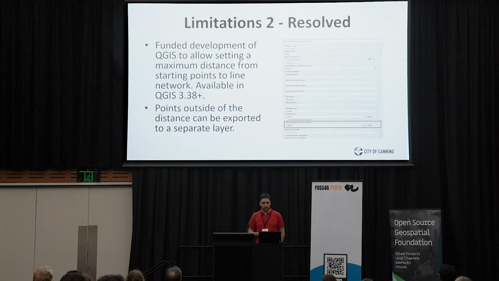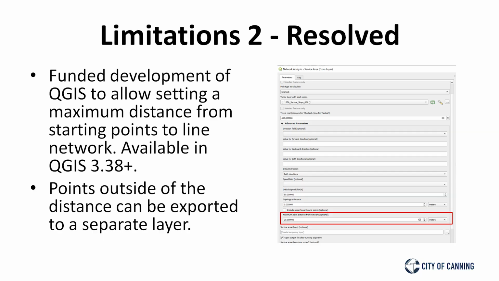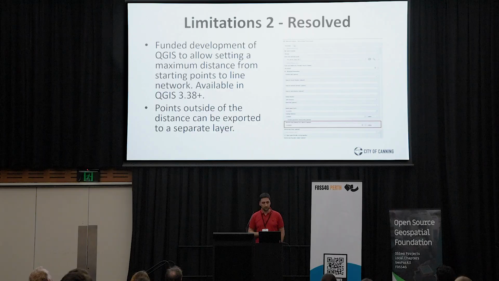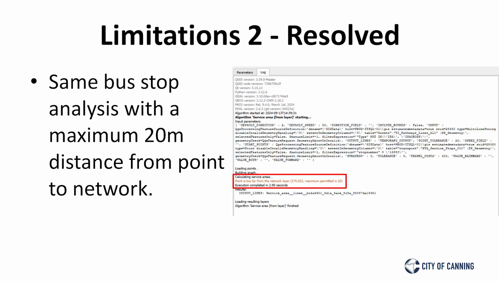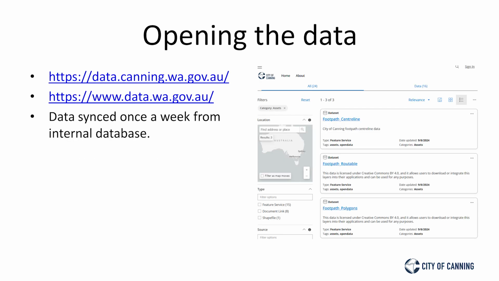So again, we contacted North Road, and they put in an advanced parameter where you can limit how far the point-to-line jump can be, and that came in QGIS 3.38. And any points that fall outside of that can also be exported as a separate layer. So this is the same analysis, but with a 20-meter cutoff, and you can see there's an error up there which says, sorry, your point's outside of what you specified.